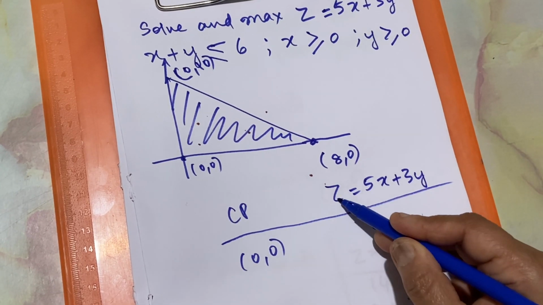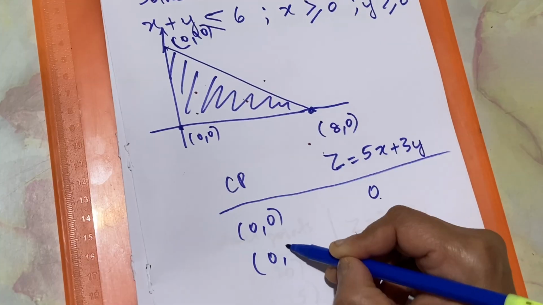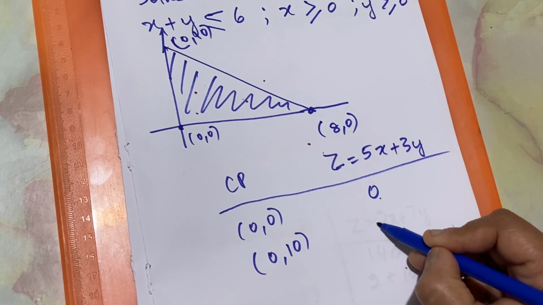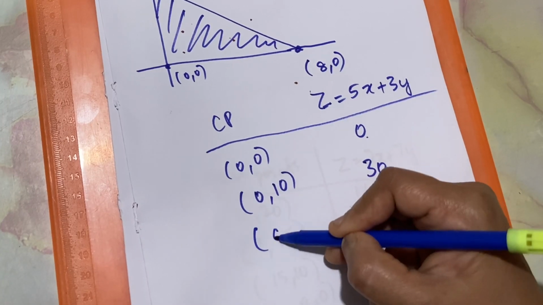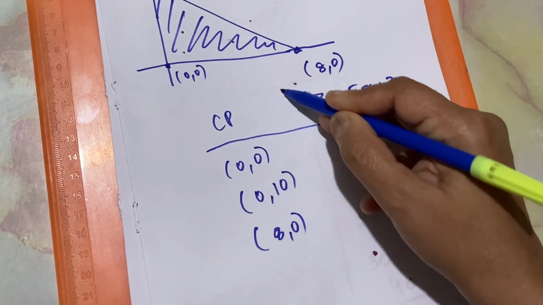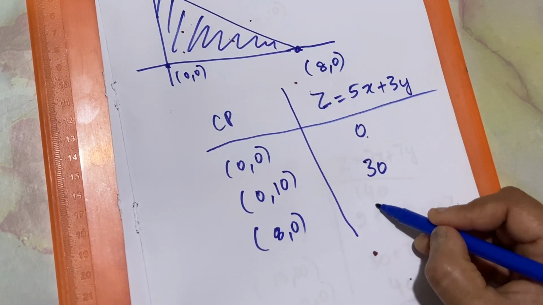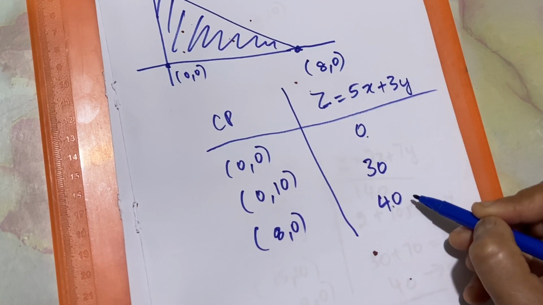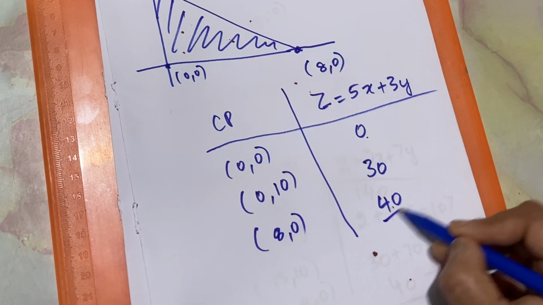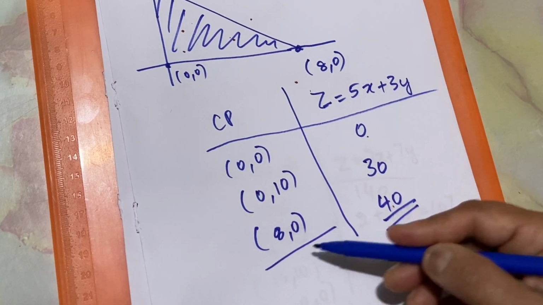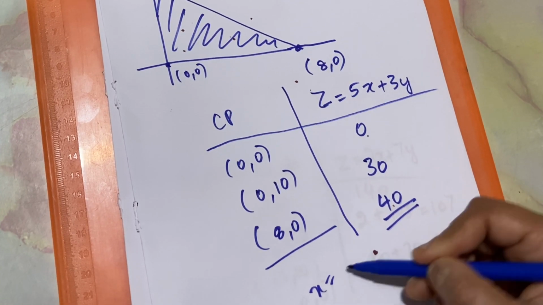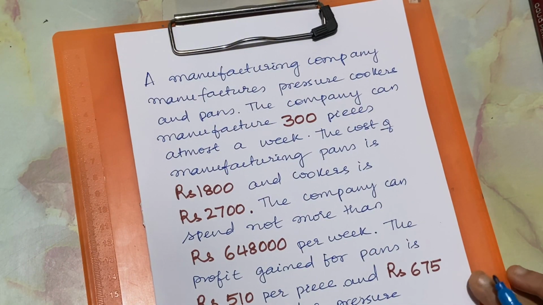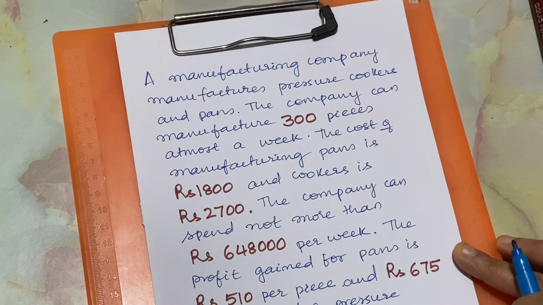At origin objective function is 0. At 0, 10 this yields 30. At 8, 0 this objective function yields 40. So the maximum value is 40 when x is 8 and y is 0. Now I have a practical problem to solve.